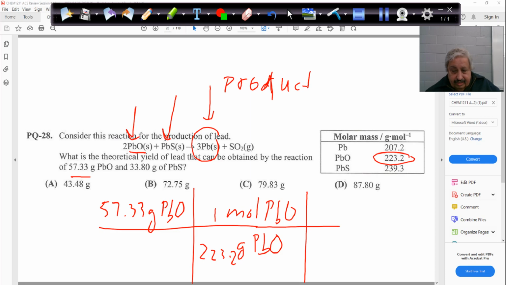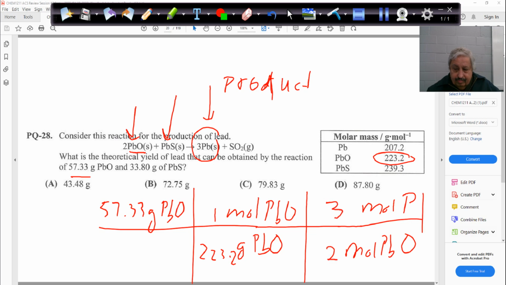And then I have to look at the ratio between this mole of lead oxide to my product. Desired product is this mole of lead. 3 to 2. Then you have this. Okay? That's to determine the limiting reactant. And you can extend this one here, by the way. You can do this one here.